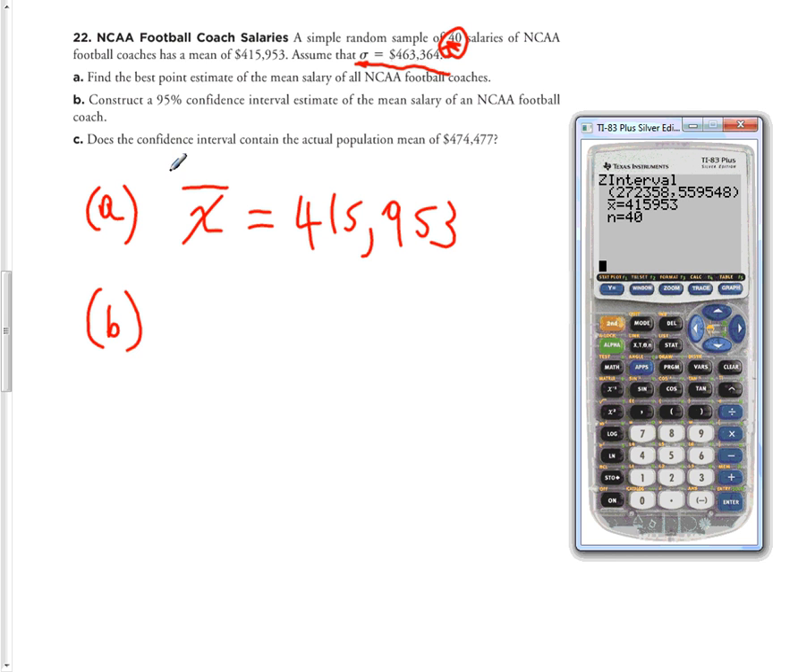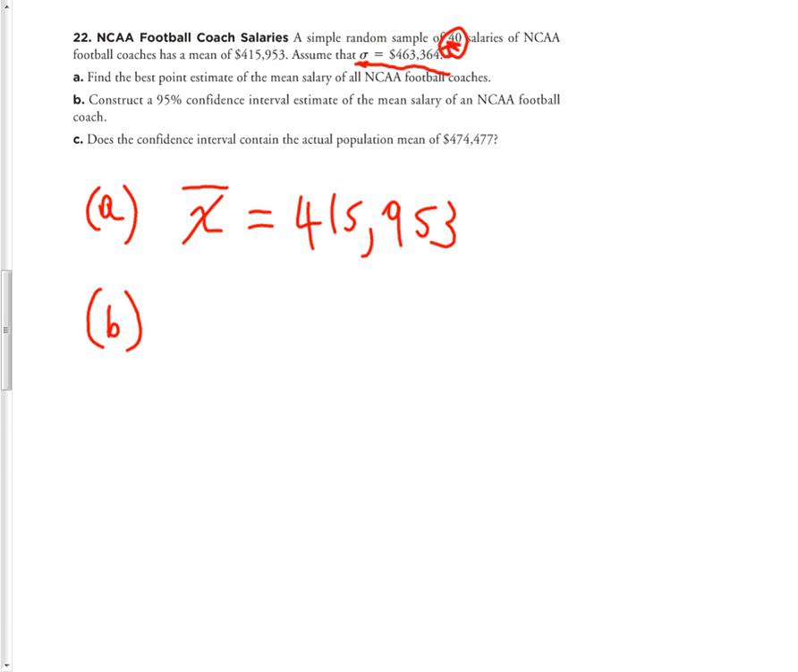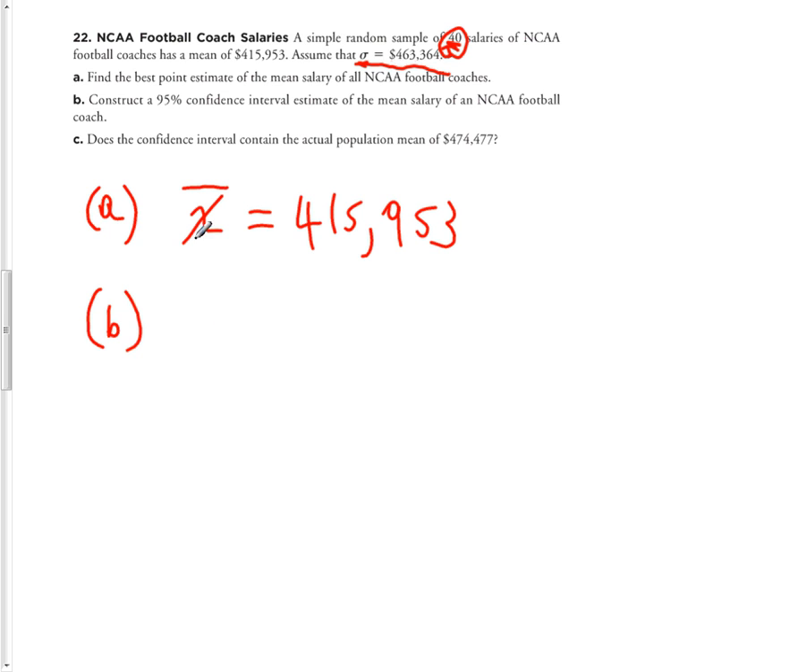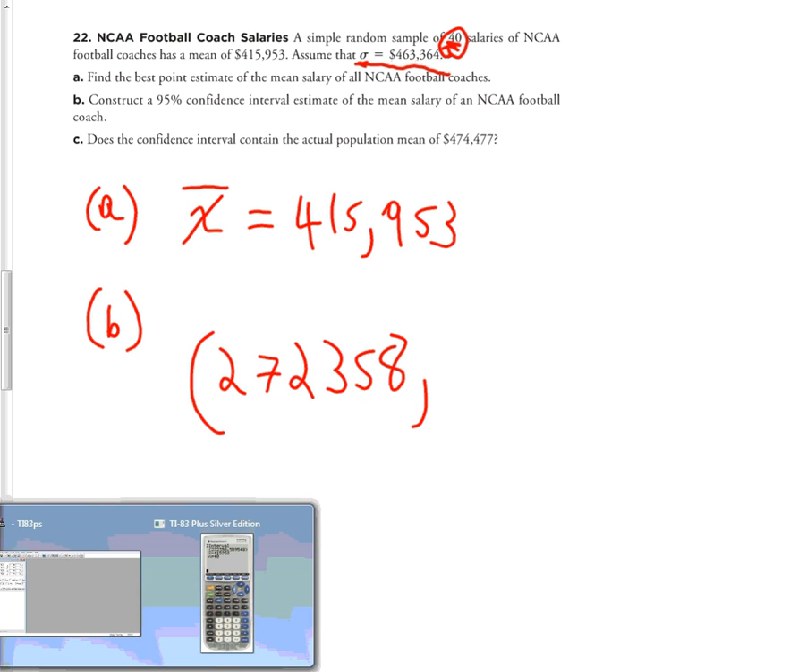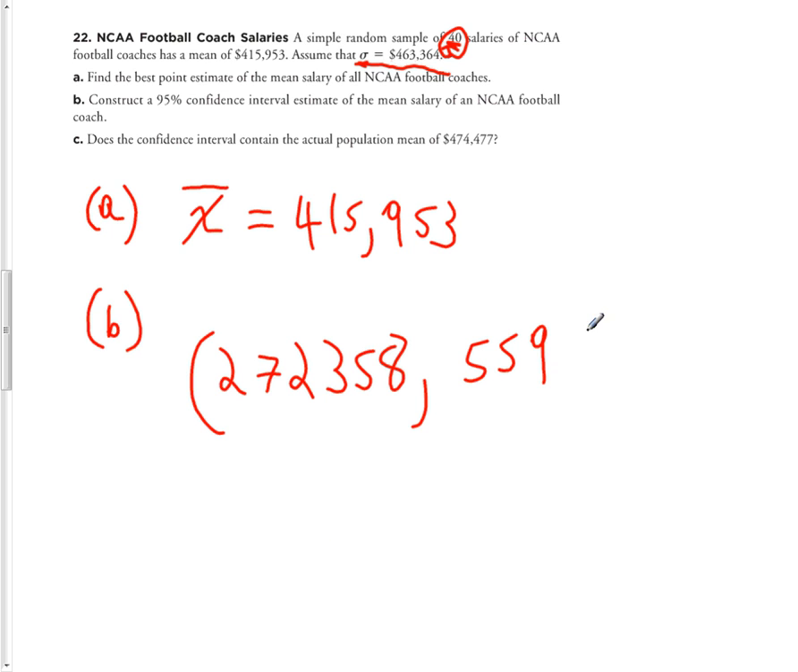It says here that our interval estimate starts at a lower limit of 272,358, and the upper limit of our interval is 559,548. So here I have the upper and lower limits of my confidence interval.